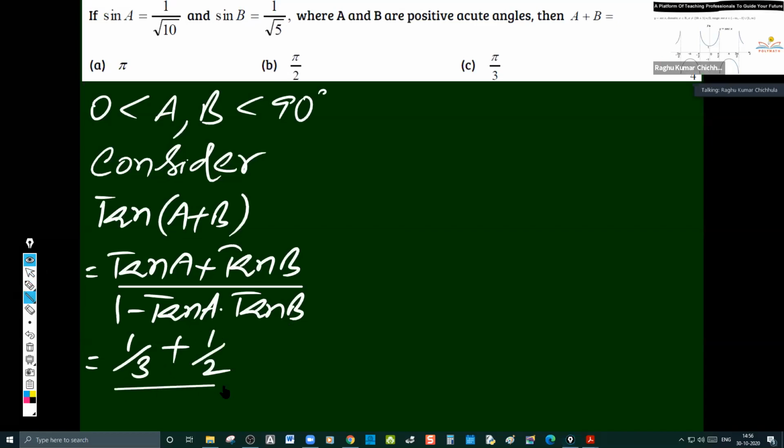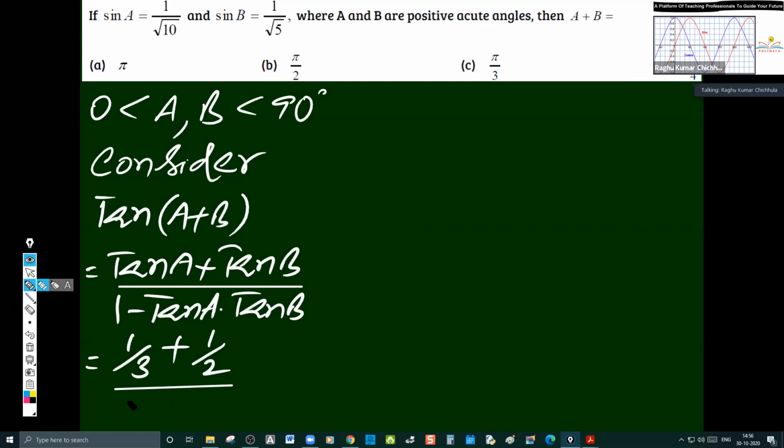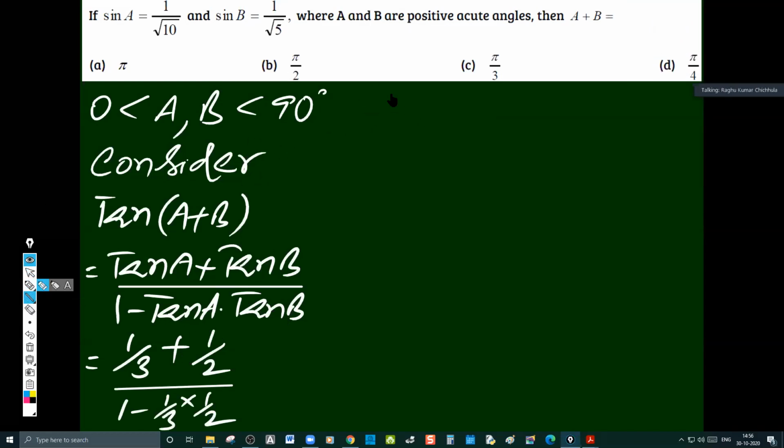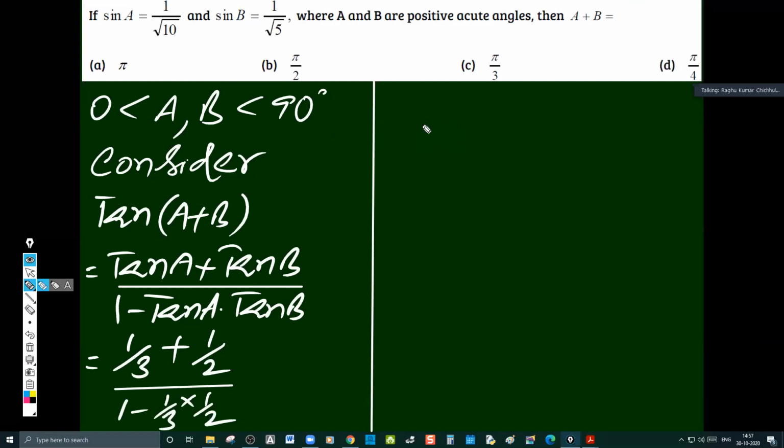Whole divided by, come on, tell me. By now you must have understood. Just now in the beginning of the class, I discussed this. If it is in the form of 1 by 3, 1 by 2, now definitely the angle will be pi by 4. Anyway, that is also good. Now you will understand how it will become pi by 4.